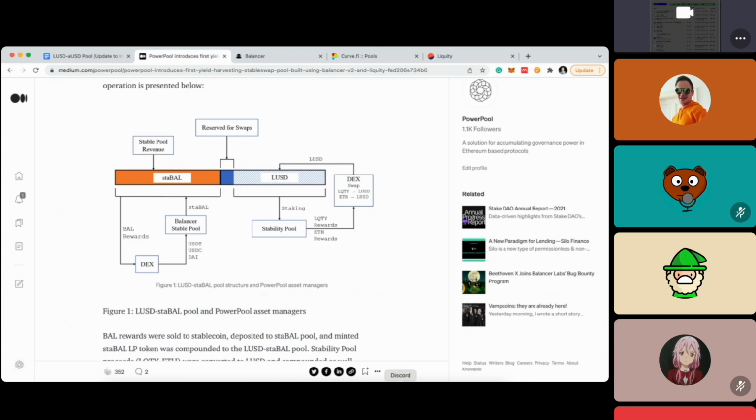Especially I want you to double down on the tech side of it. You mentioned a couple of times that when you stake in this pool, you effectively stake in the Liquity pool at the same time. So how does it happen, what kind of tech or special advantages of PowerPool do we use to do so?